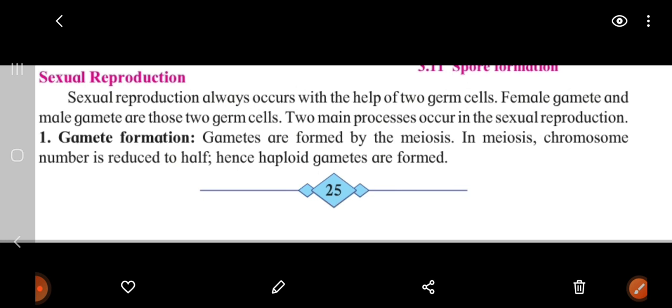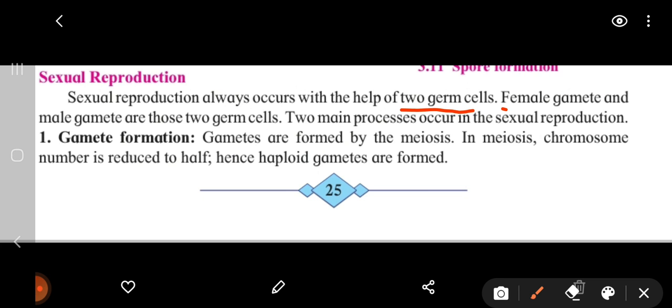Today we are going to discuss the topic sexual reproduction. In the last lecture, we had discussed asexual reproduction and its types, and today we are going to talk about sexual reproduction. As it was told to you in the introduction of this chapter, sexual reproduction always occurs with the help of two germ cells, that is female gamete and male gamete.